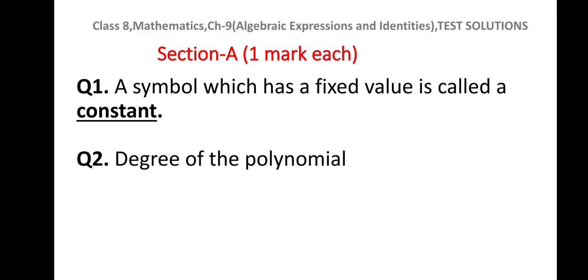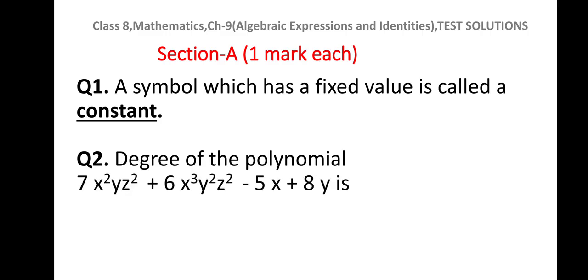Question number 2 is degree of the polynomial. This is the polynomial given to you, and we need to find the degree of this given polynomial. And the options are 4, 5, 6 and 7. And dear children, how do we find the degree of a polynomial? Basically, we need to take the sum of the powers of the variables in each term, and the greatest sum is the degree of the polynomial.